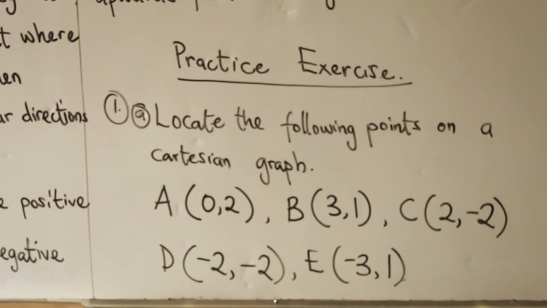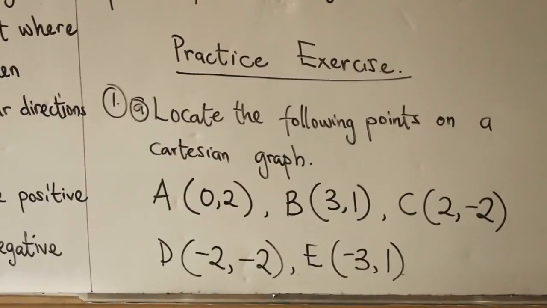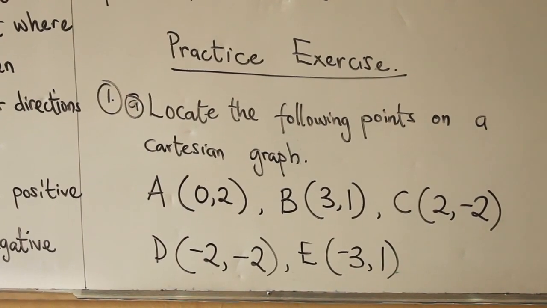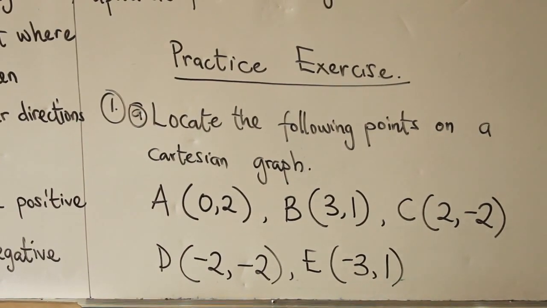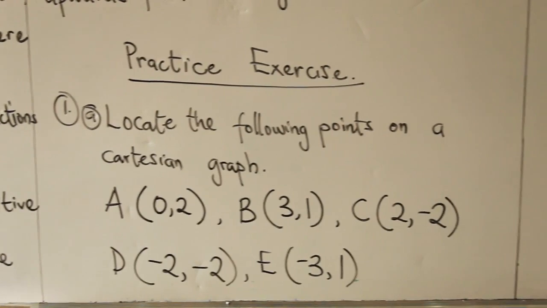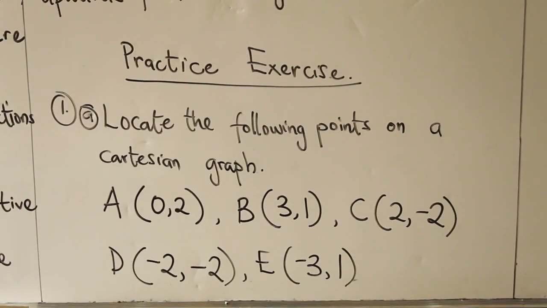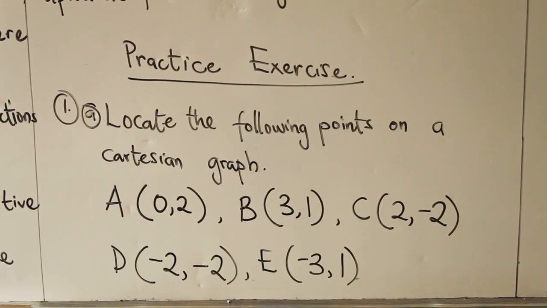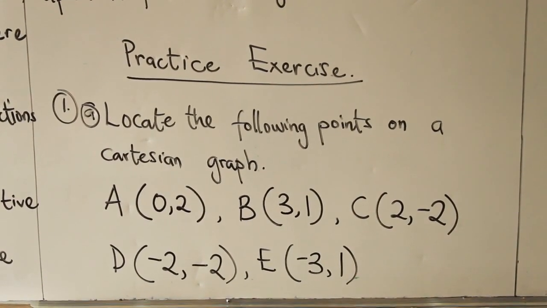Number 1, locate the following points on a Cartesian graph. I would want you to get a notepad and scribble this down, because very soon we're going to locate these points. The first point, A, is (0, 2).